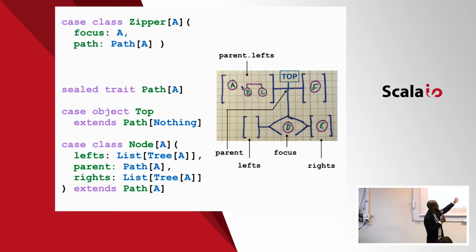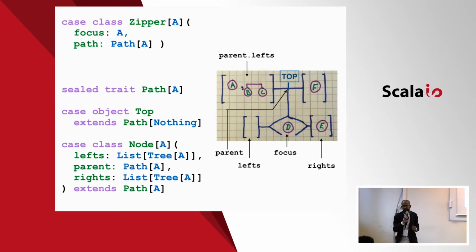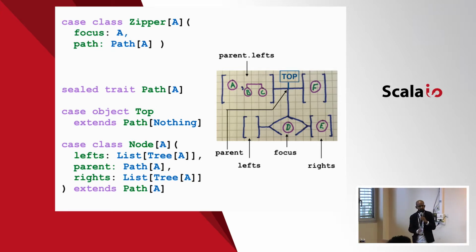So here, D is the focus. This empty list is the list of lefts. The E is the list of rights. And the parent is, again, another node where the list of lefts is A and B, C. The rights is F. And above that is just top. Is this clear? Any questions at this point?